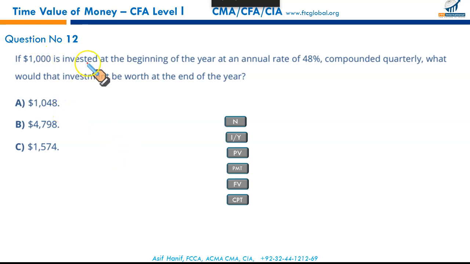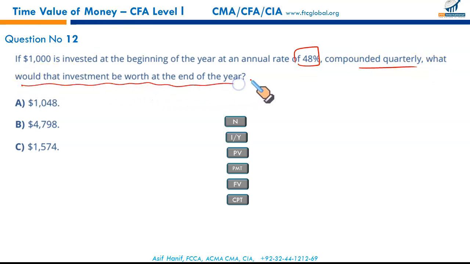if $1,000 is invested at the beginning of the year at an annual rate of 48%, compounded quarterly, what would that investment be worth at the end of the year? First of all, when you say quarterly, and we're talking about the total period of 1 year, it means there will be 4 quarters, N is 4.